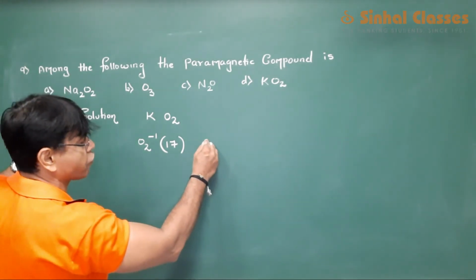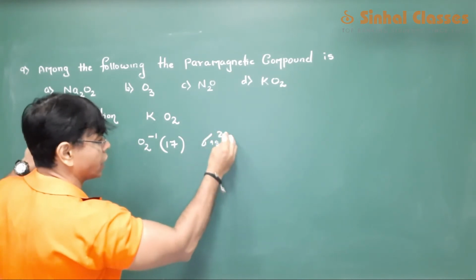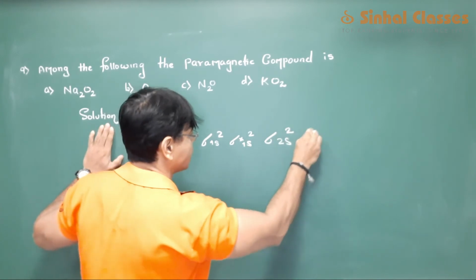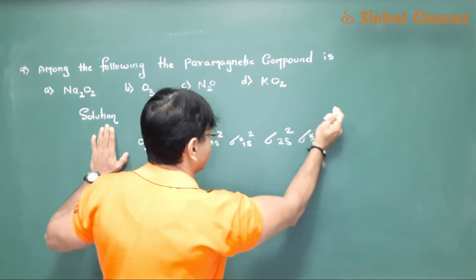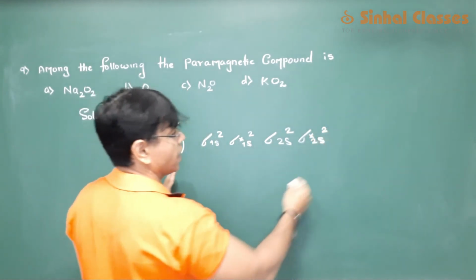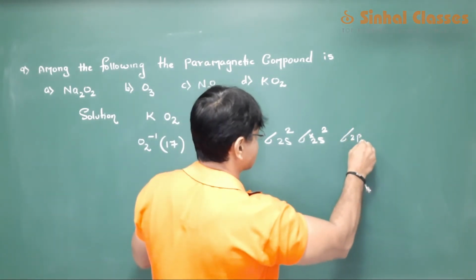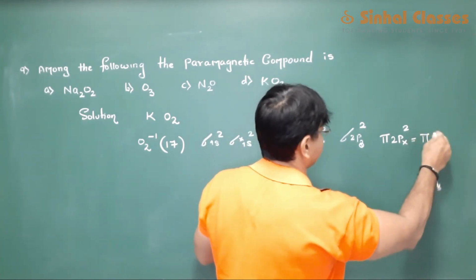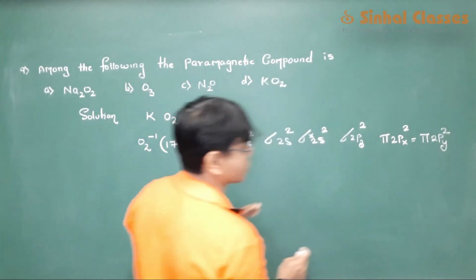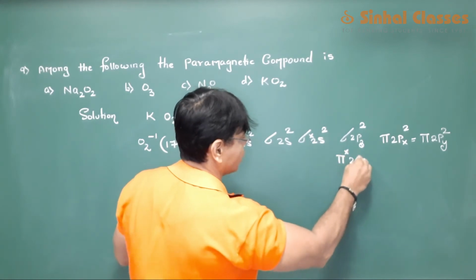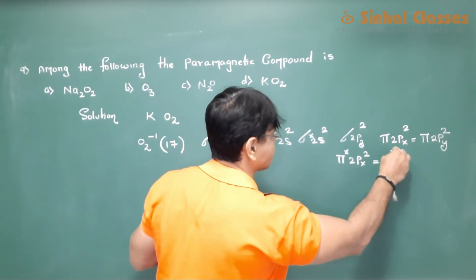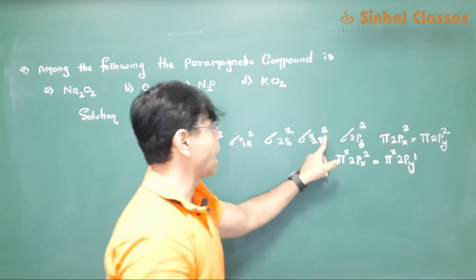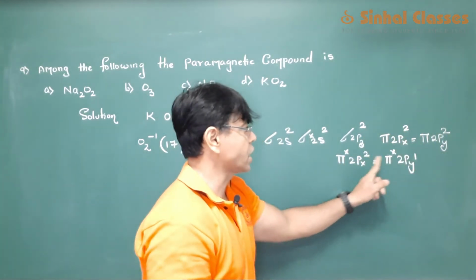So when we write the electronic configuration for it: sigma 1s 2 electrons, sigma star 1s 2 electrons, sigma 2s 2 electrons, sigma star 2s 2 electrons, then sigma 2pz 2 electrons, then we have pi 2px 2 electrons equal to pi 2py 2 electrons, and pi star 2px 2 electrons is equal to pi star 2py 1 electron. Now count the total number of electrons: 2 plus 2, 4, 6, 8, 10, 12, 14, 16, 17.